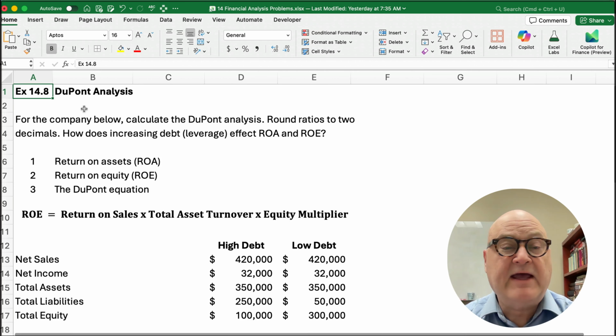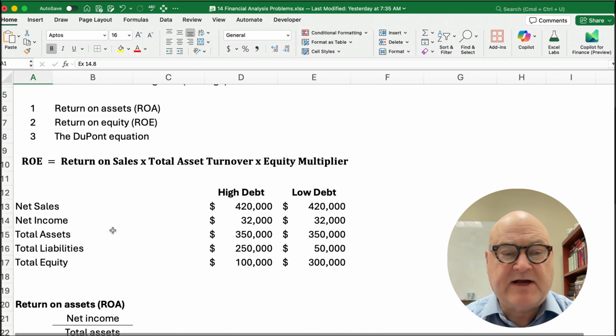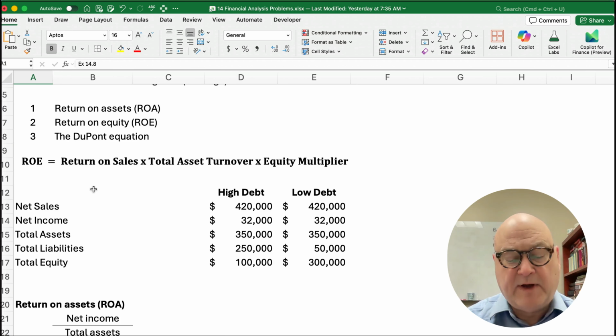So here's what we have. We have a company, we have some information, and we want to calculate the DuPont equation. Along the way, we can calculate ROA, return on assets, and then as a result of DuPont, we'll calculate the ROE. So here's our formula using the DuPont equation: the return on sales, which is the net profit margin, times the total asset turnover, times the equity multiplier, and all that will give us the return on equity.